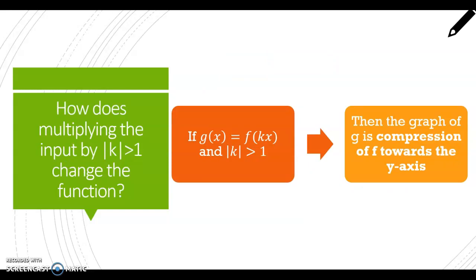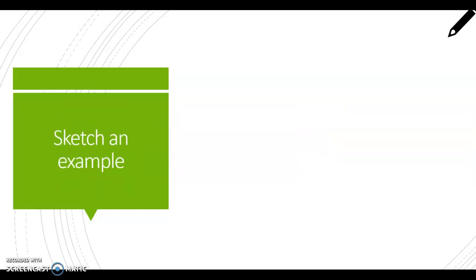And the other half of this is if we multiply by something bigger than 1, then that's going to be a compression towards the y-axis. So that's going to pull it towards the y-axis. Take a minute and pause me and go ahead and write that down. And when you've got that written down, also sketch an example of what that looks like so that you have an example of that as well.